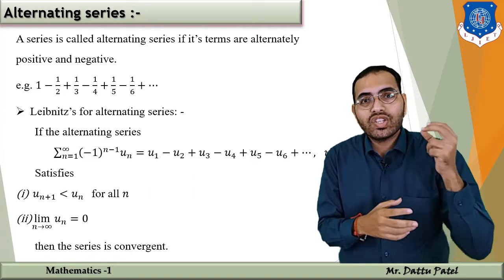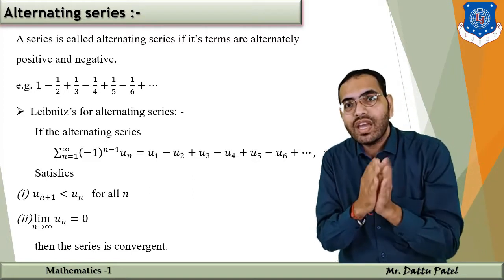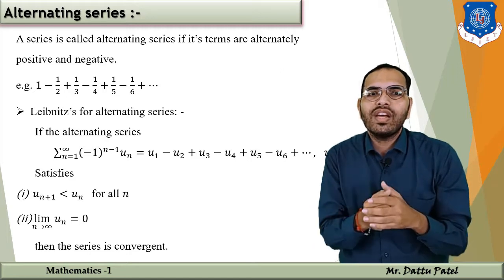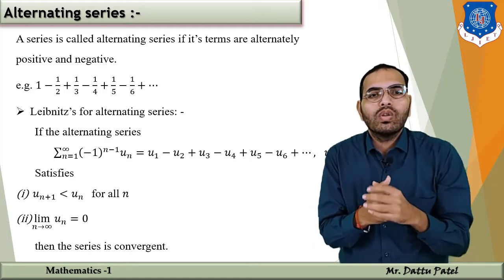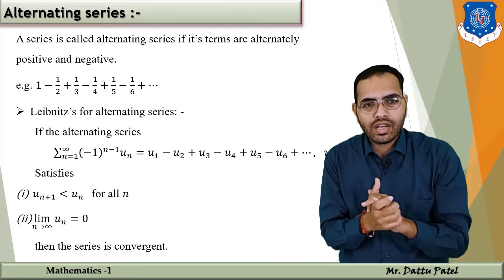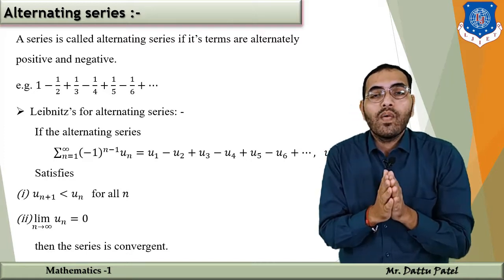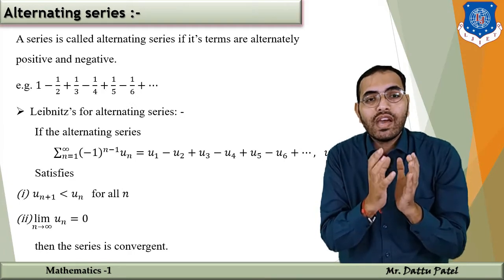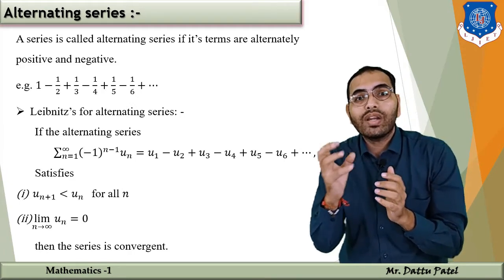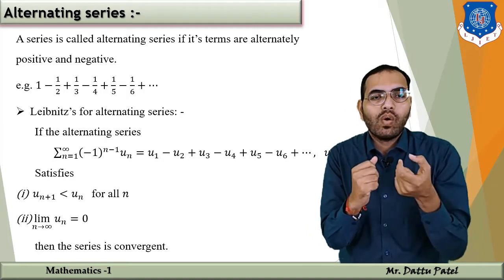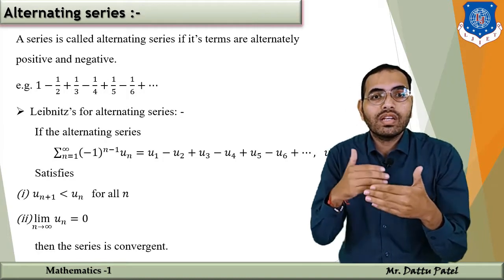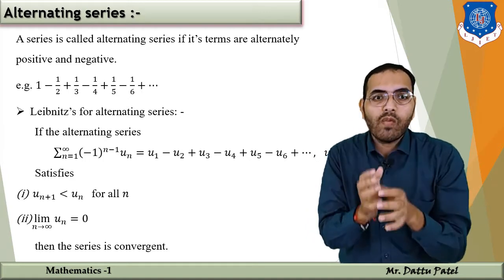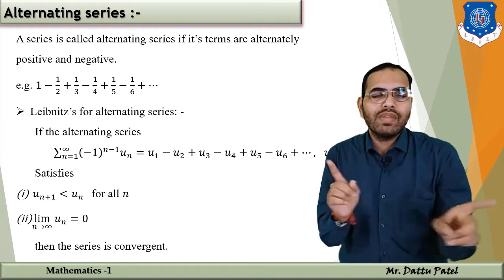That means each term is numerically less than its preceding term. Second condition, limit n tends to infinity of un equal to 0. Then the given series is convergent. Whenever we have a question with such alternating terms, meaning our terms are in the form of an alternating series, then we have to apply one and only the Leibnitz test.